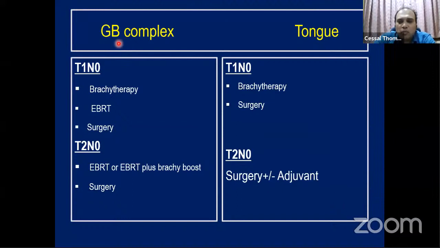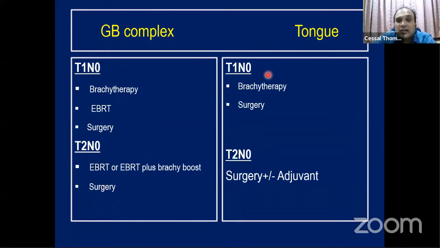For gingivobuccal complex tumors, T1N0, if it is a lip lesion, you can have brachytherapy, or you can consider external beam radiation. If it is not accessible, you can consider surgery also in this group of patients, T1N0. In T2N0, you can have external beam radiotherapy or external beam radiotherapy plus a boost. Surgery is the second option. So this is gingivobuccal complex tumors.